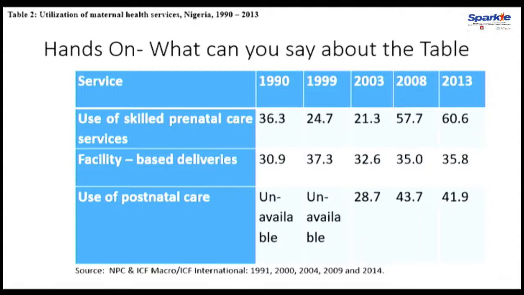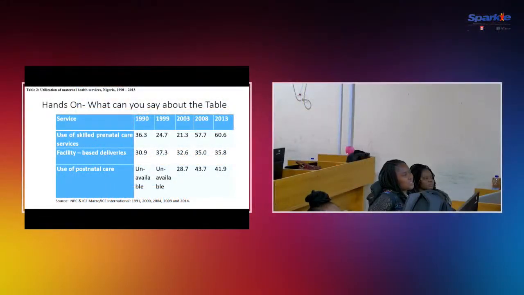Facility-based income: 30.9, 37.3, 32.6, 35.0, 35.8. Modulating trend. Not quite stable.